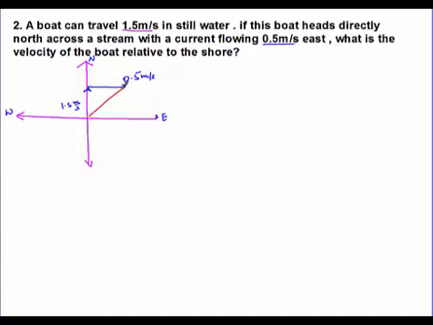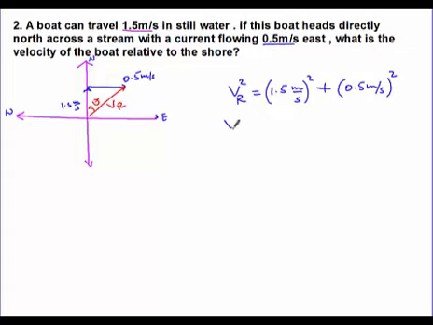This is the resultant velocity, and this is the angle theta. To find the resultant velocity, we use the Pythagoras theorem. That is, the resultant speed squared is equal to (1.5 meter per second) squared plus (0.5 meter per second) squared.